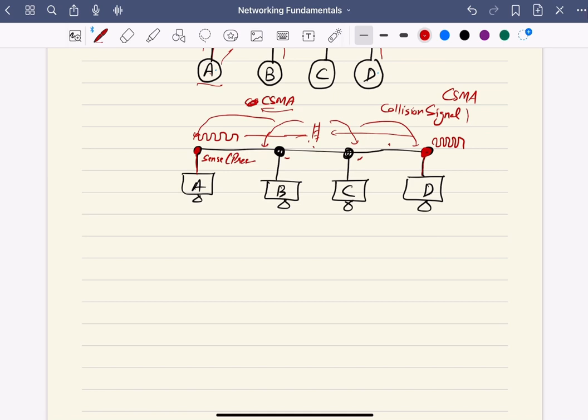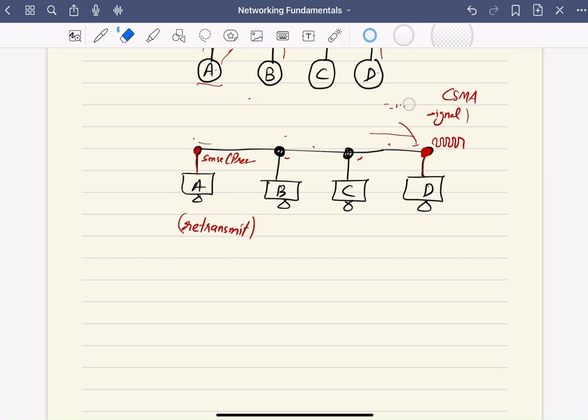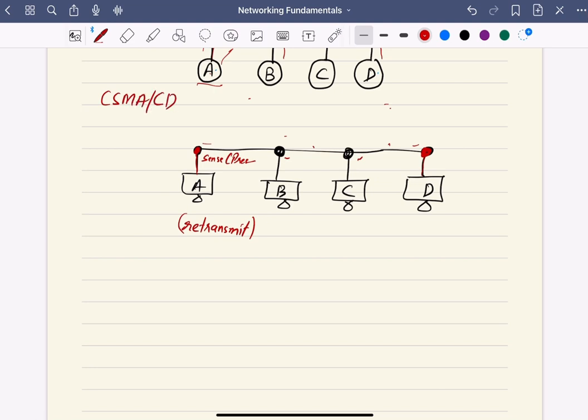Because again, if A's data was involved, A needs to retransmit. How would A get the idea whether A's or D's data was involved in the collision? How can it get to know that? In order to do that, we modified CSMA with collision detection, where we have defined, for example, the length of the packet, the length of the frame.